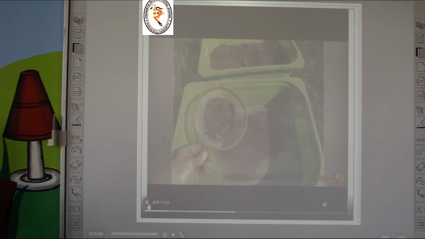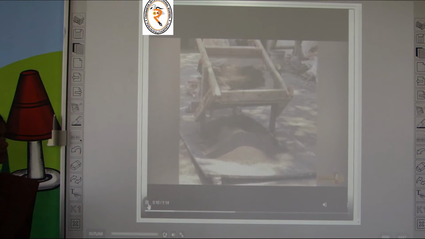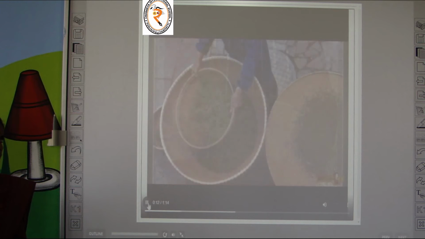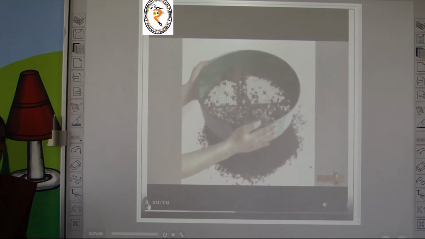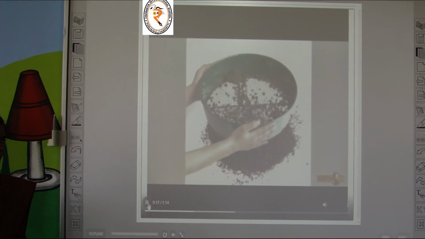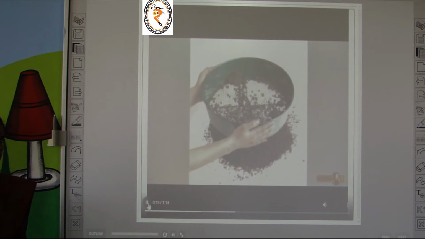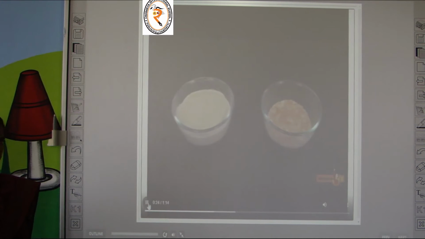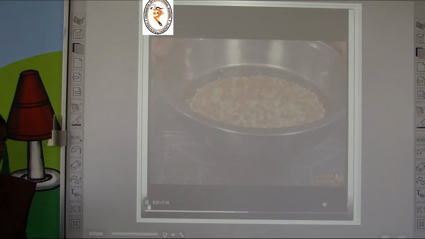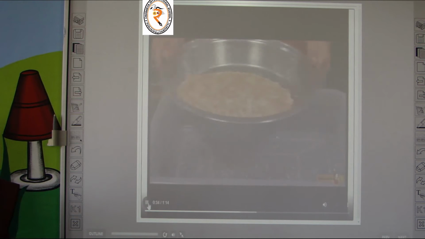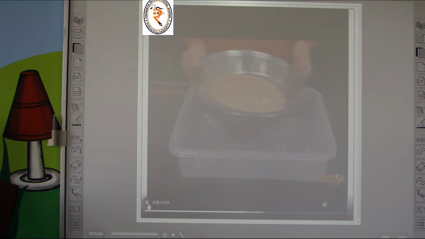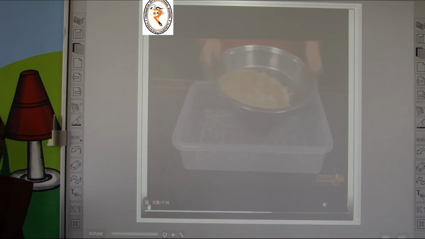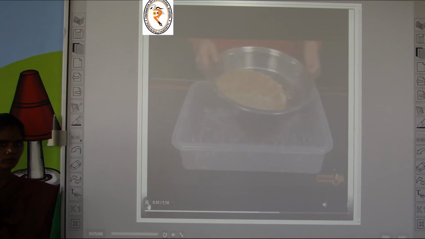Have you noticed that undesirable materials are separated from useful ones by using a sieve? Can you name the process shown here? Yes, it is sieving. Sieving is used to separate the components of a mixture which are of different sizes. When the mixture is shaken on a sieve, it allows the particles smaller than its pores to pass through it, whereas the bigger particles are left behind.